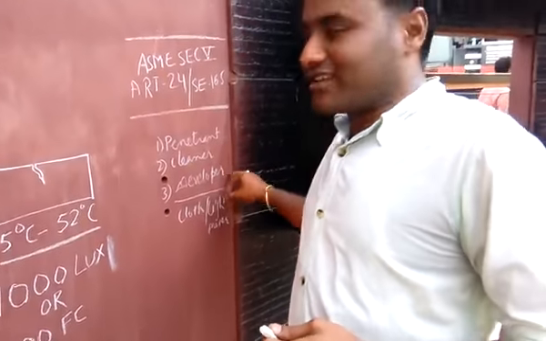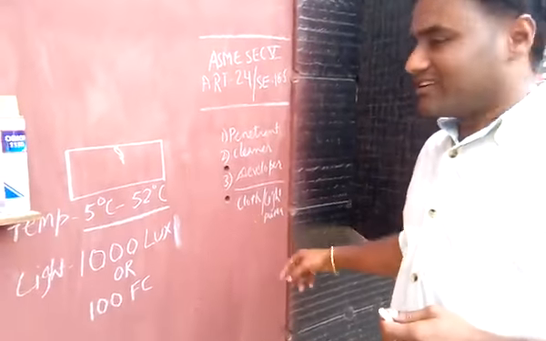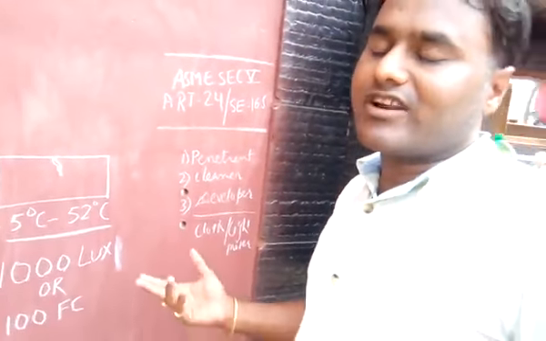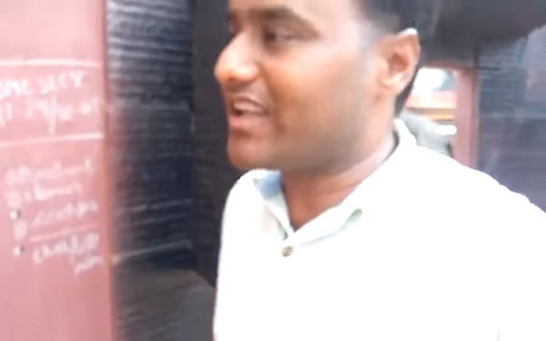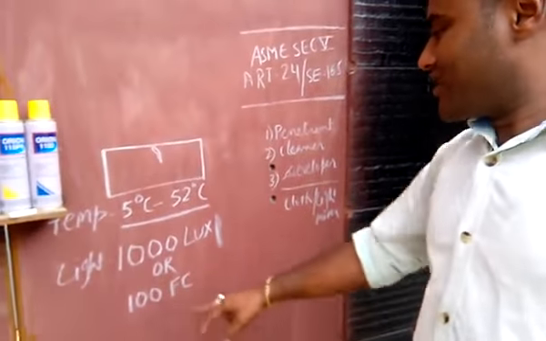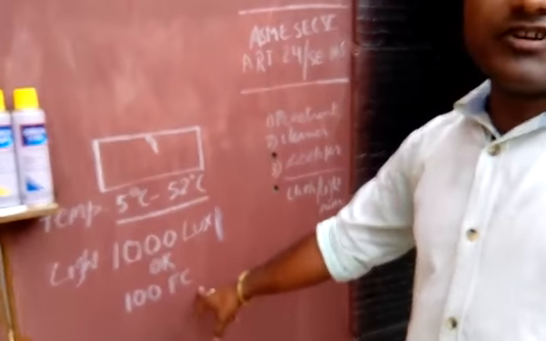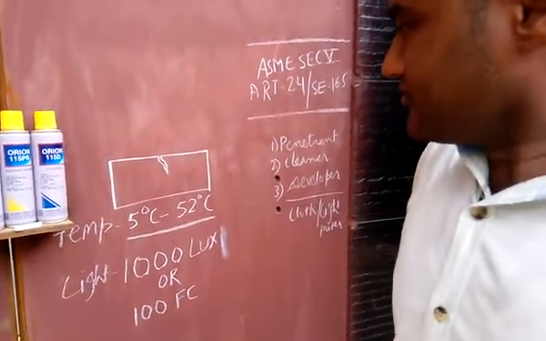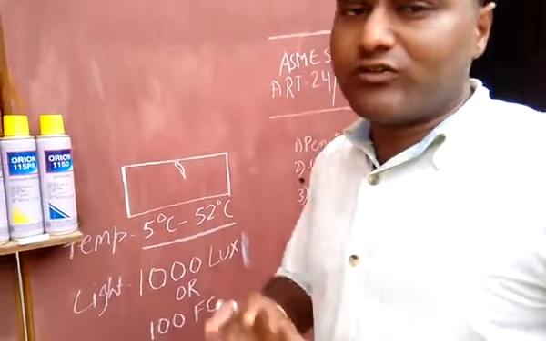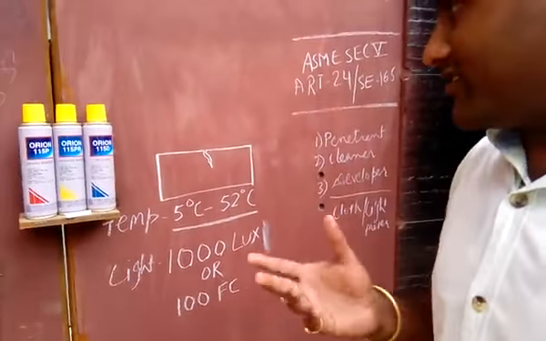Along with these three chemicals we need some cloth, and if we are conducting in broad daylight then it's okay, but if we are not conducting the DPT in broad daylight then we need a light meter also. The minimum light required is 1000 lux or 100-foot candle. Before doing the DPT I'll show you the theoretical aspect of dye penetrant test.